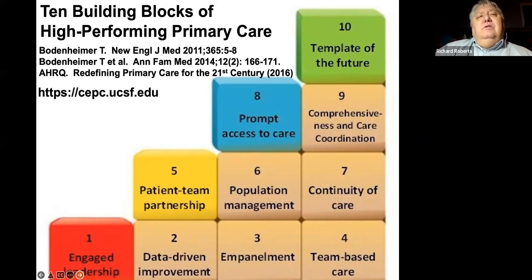And a professor named Tom Bodenheimer, who's at the University of California in San Francisco, has actually studied about 30 or 40 different practices. These are practices that range from a small number of doctors to a very large number, academic practices, rural, in underserved areas, and so on. And he's identified at least 10 different traits or attributes that he finds consistently in the high performing practices. And I'll touch on these a little bit more.